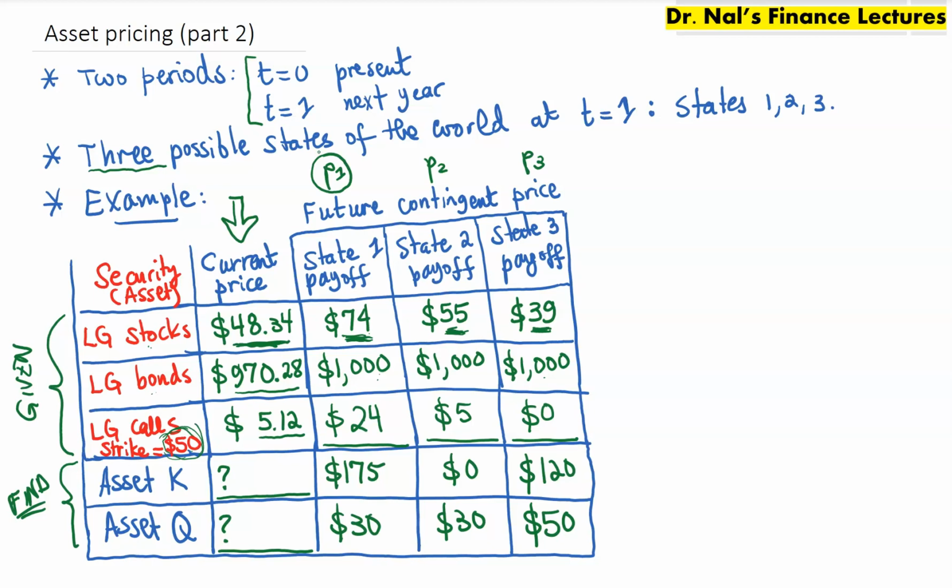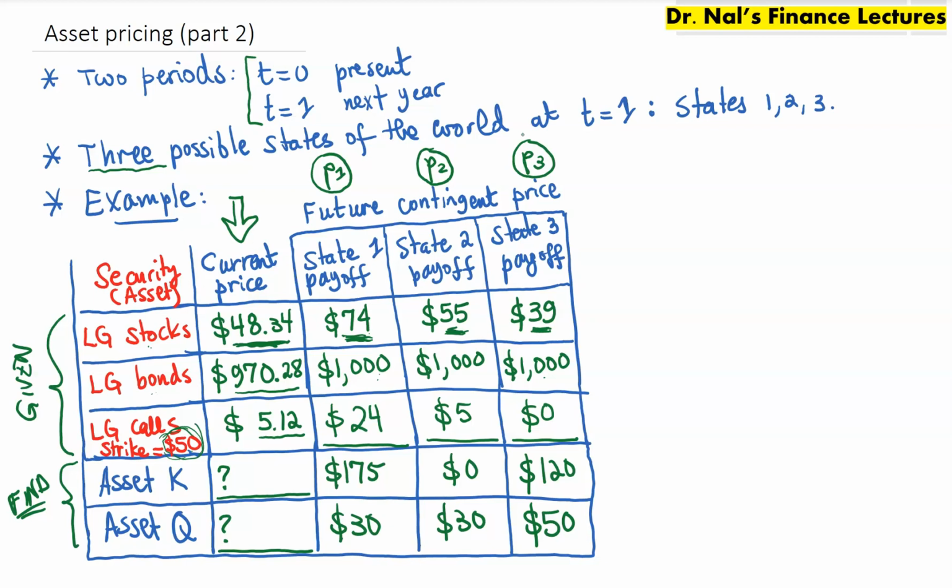A state 2 contingent claim, I purchase it by paying P2 today, and in return, a year later, if state 2 happened, it will pay me $1. It's like a lottery ticket in that sense, right? It only pays you if that state of the world happened. And P3 is the price of the state 3 contingent claim today. If state 3 happened in the future, it will pay you $1 in that future state 3, but nothing if state 1 or state 2 occurred.